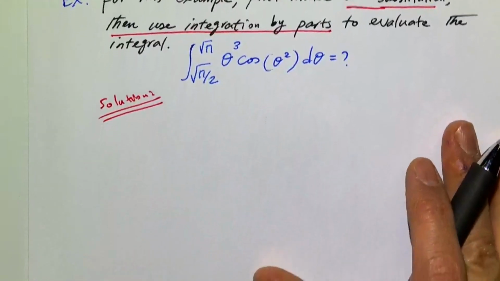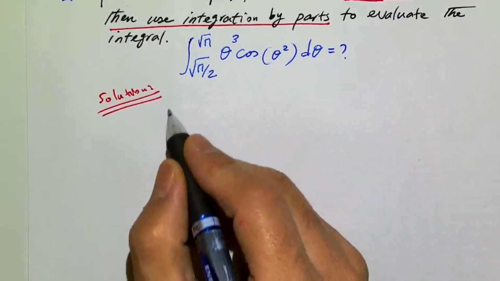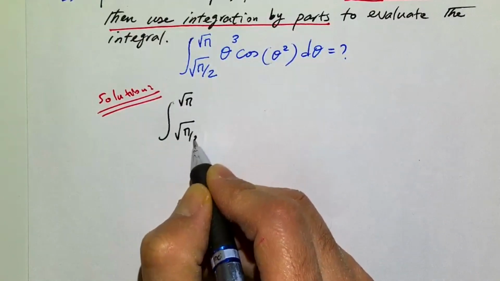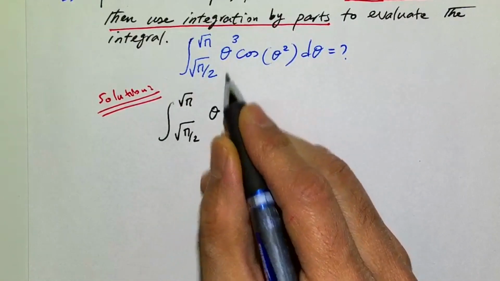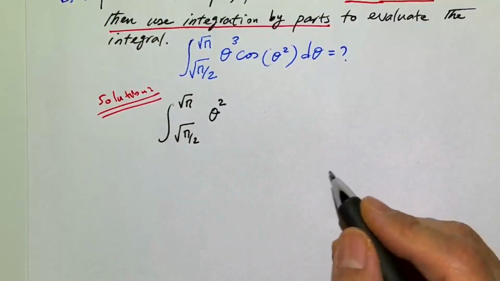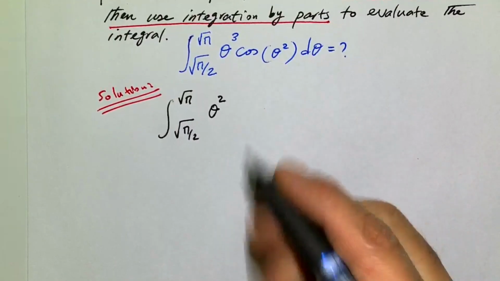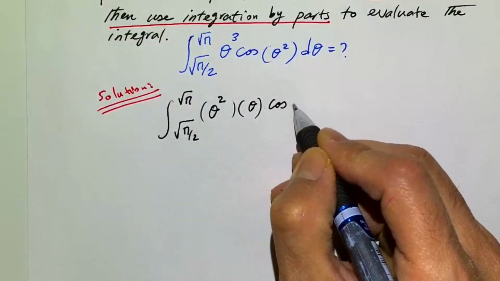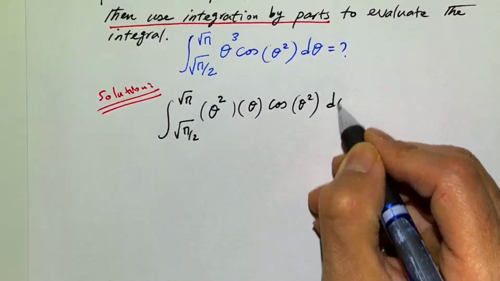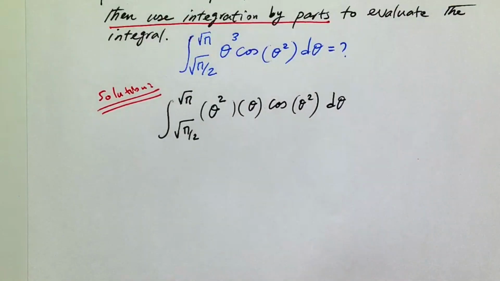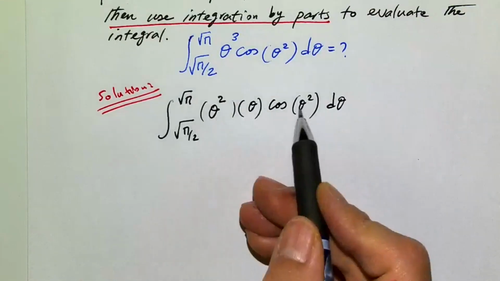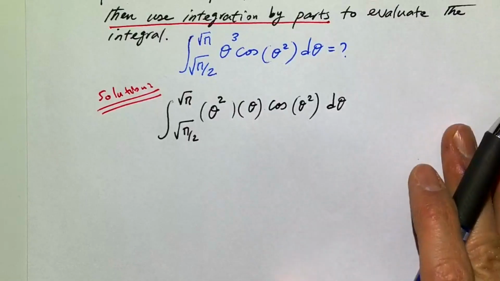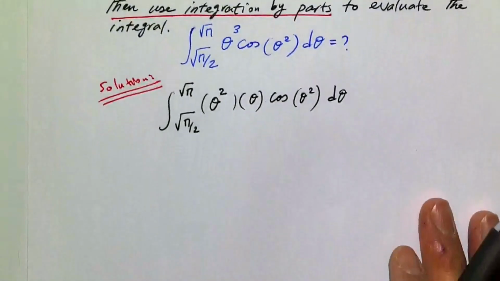So we're going to write, let's break that apart. Instead of theta cubed, we have theta squared times theta, then times cosine of theta squared d theta. Okay? So look at that. We've created similar terms here in the expression. Now they're telling us to use substitution, so let's do that.